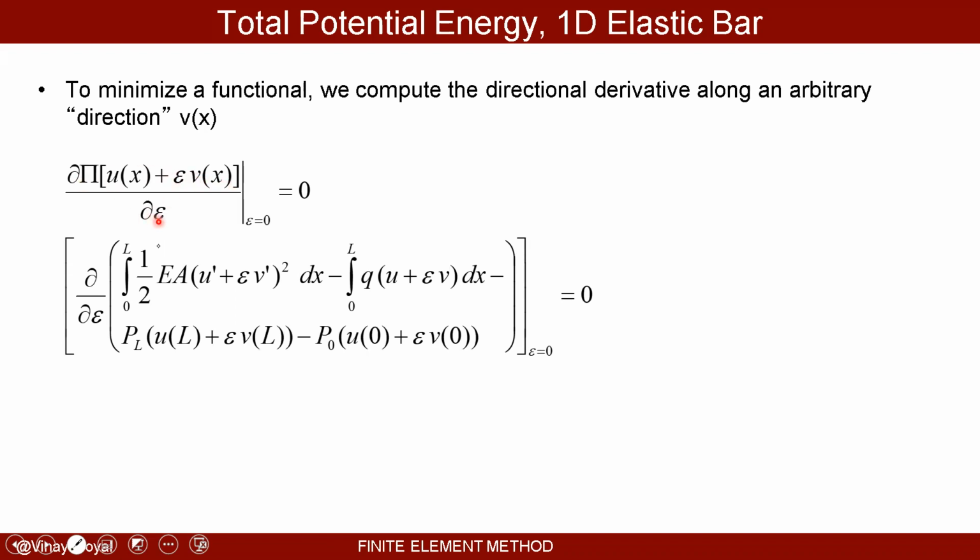That's the idea. If I select an arbitrary function v of some kind, and I multiply by some scalar value epsilon, and epsilon is very small so that u plus epsilon v is in the neighborhood of u, very close to where u is at. If I were to find this derivative with respect to epsilon and set that equal to 0, then I may have a chance of finding what u minimizes pi. And this can be derived using Taylor series expansion.